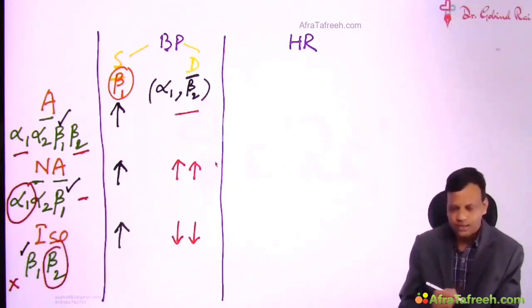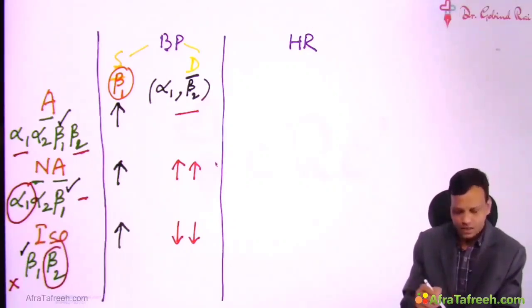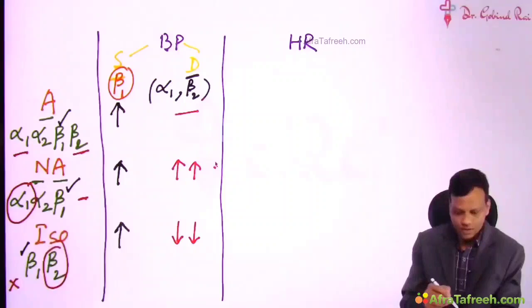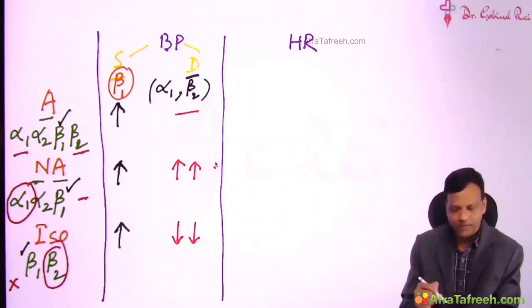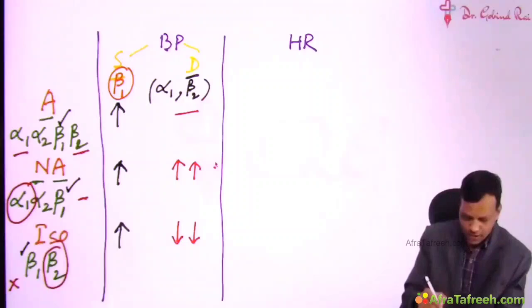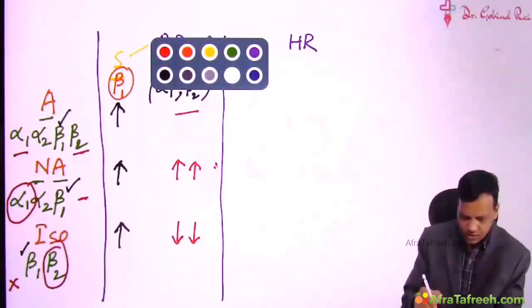So we noted that all the 3 drugs have different effects on blood pressure. Adrenaline has negligible effect, noradrenaline increases diastolic BP, and isoprenaline decreases diastolic BP. Systolic BP is increased by all 3, but for diastolic BP all 3 have different effects. So now we can discuss the effect of these drugs on heart rate.